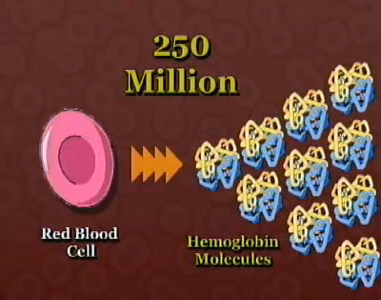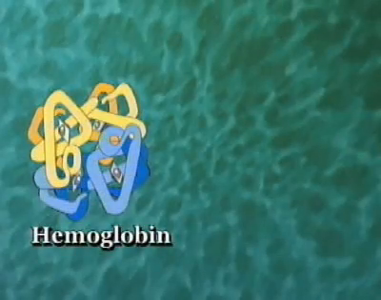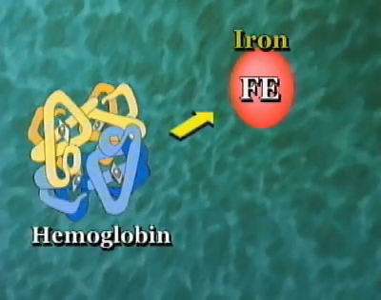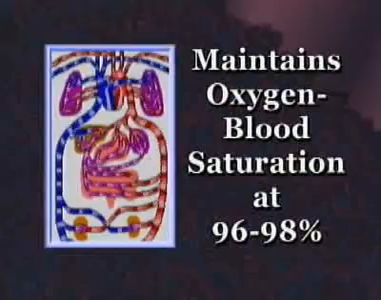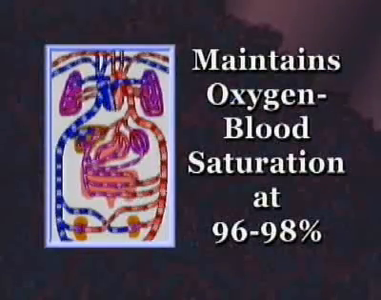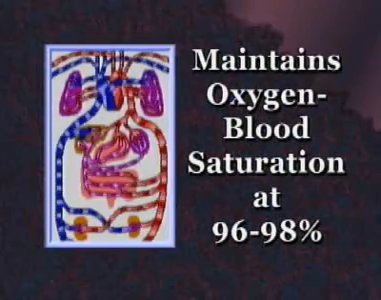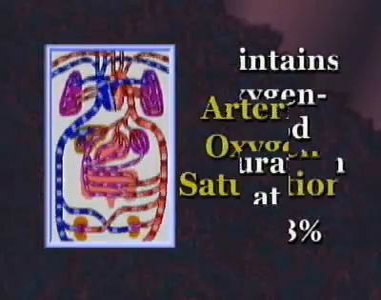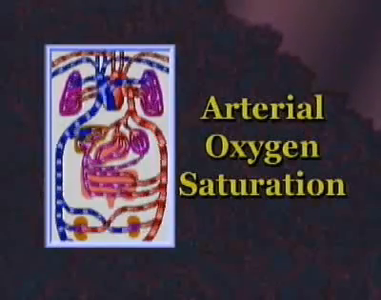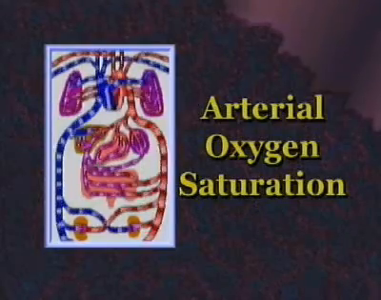Each red blood cell contains around 250 million hemoglobin molecules. Hemoglobin contains iron, which gives blood a chemical attraction for oxygen and also accounts for its red color. Under normal conditions, this maintains the oxygen blood saturation at approximately 96 to 98%. This is called arterial oxygen saturation.